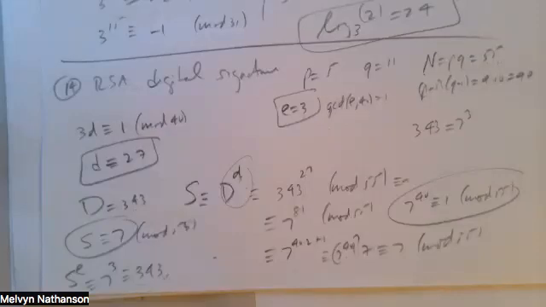In the encryption system, anyone can send you a message. Anyone can encrypt the message and send it, but you're the only one who can decrypt it. Here, you're sending the message, and you're sending your signature, and you're the only one who can send that signature because you know the number D.